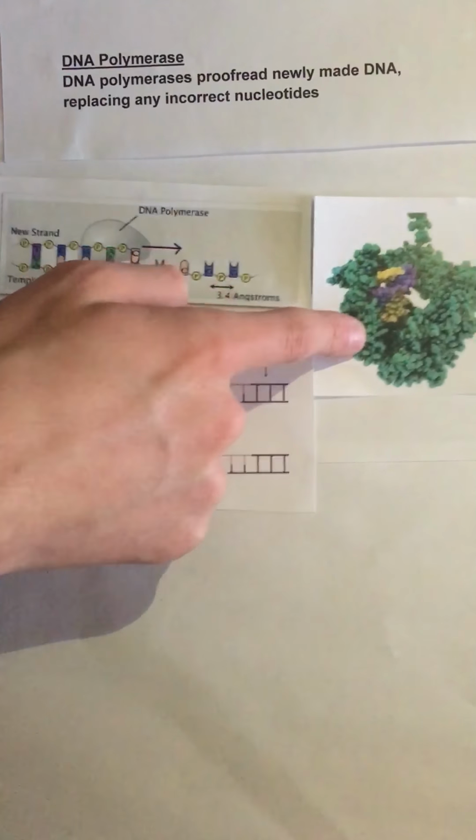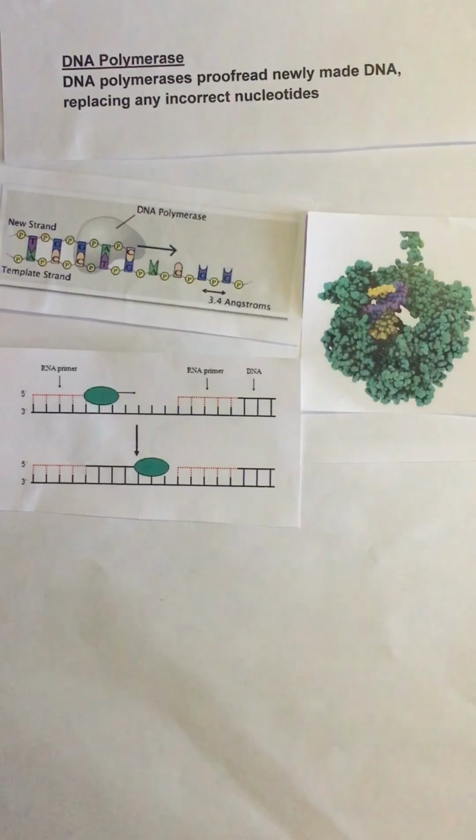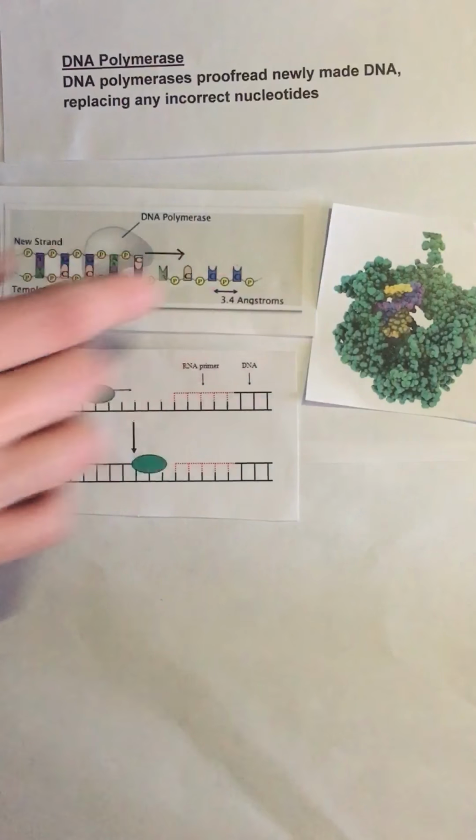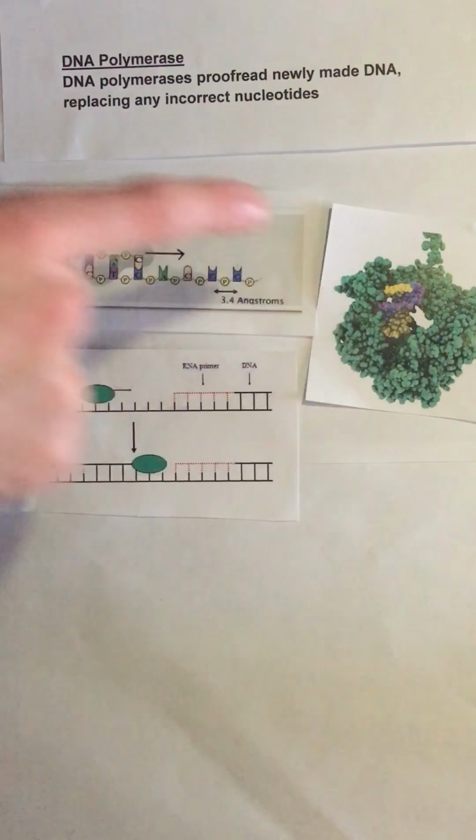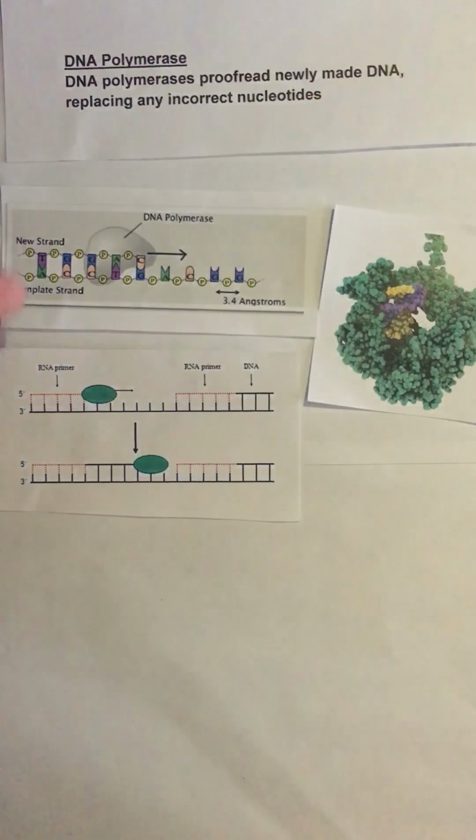Polymerase proofreads the DNA strand and helps correct any misplaced nitrogenous bases. Additionally, it removes the RNA primer and inserts the nucleotides.